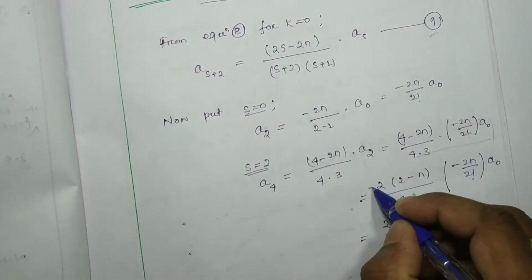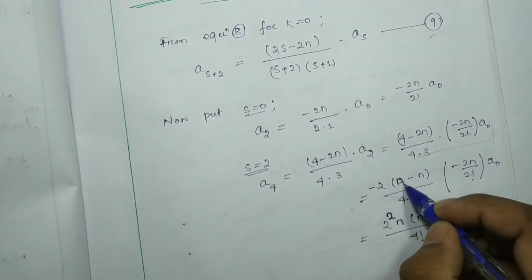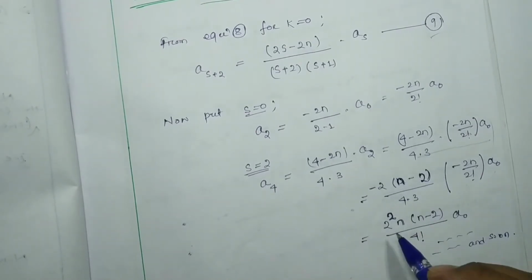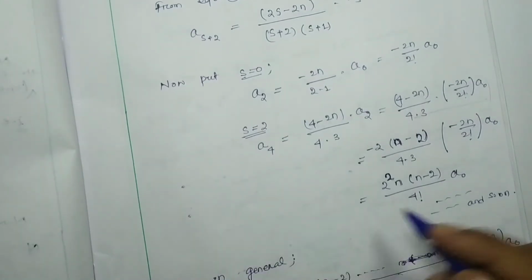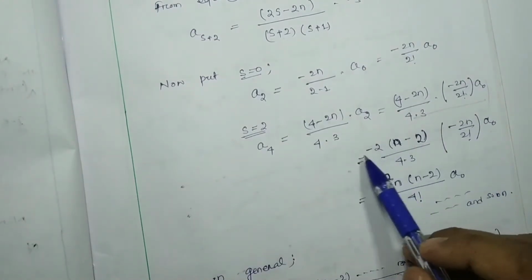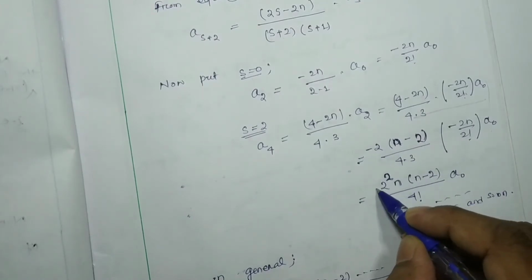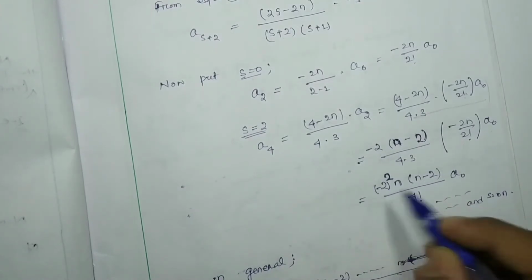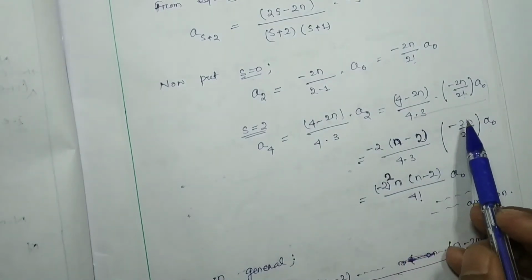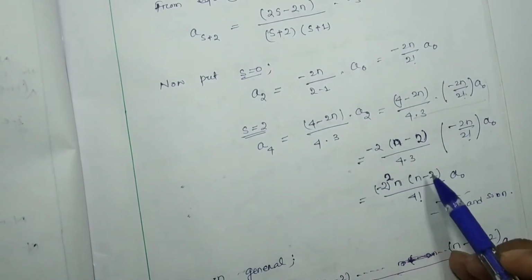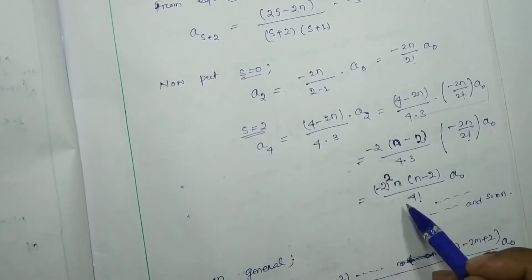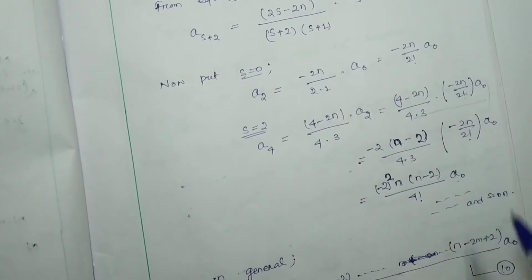Take minus 2 as common, it will be n minus 2. So here we can write, here one is minus 2, here another minus 2 is there. So we can write minus 2 to the power 2 into n minus 2 by 4 into 3 into 2 factorial. That means 4 factorial into a0.